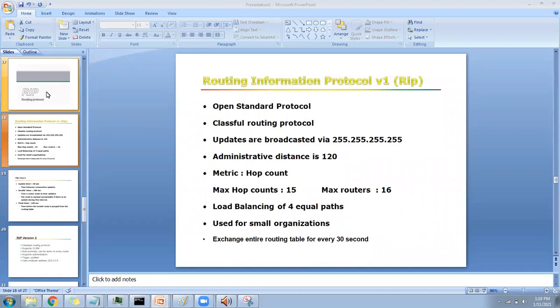Okay. So in routing protocols, we have three types: static, default, and dynamic. Static we have seen, default we use for the internet, and in dynamic we need to see three protocols. First is the advanced distance vector protocol. We discussed the RIP.